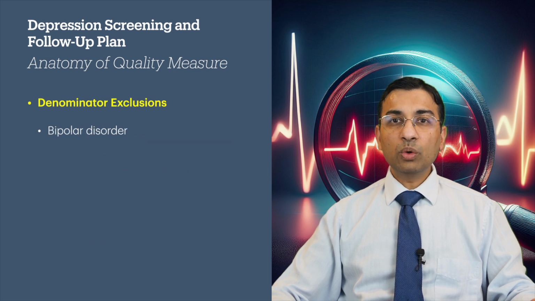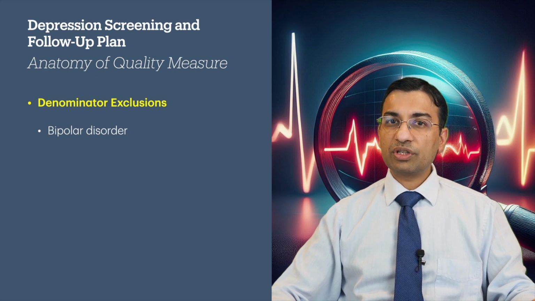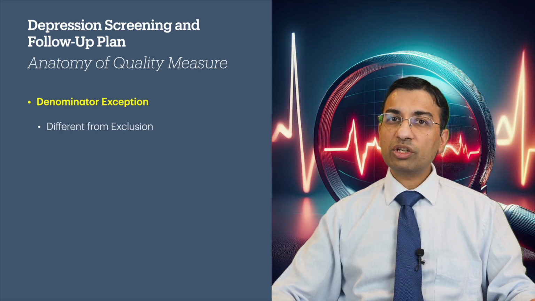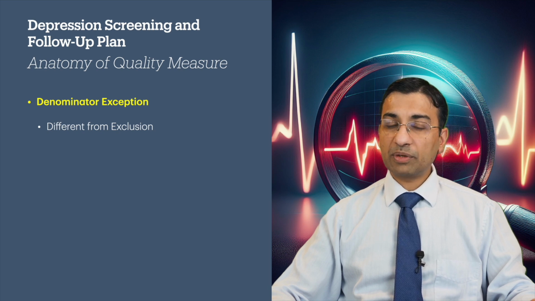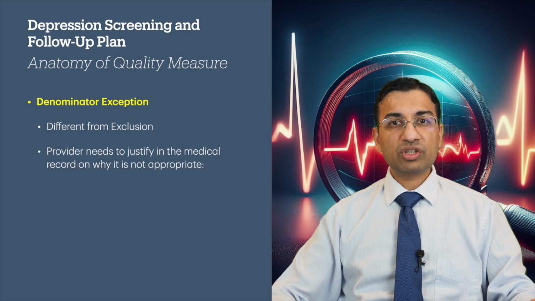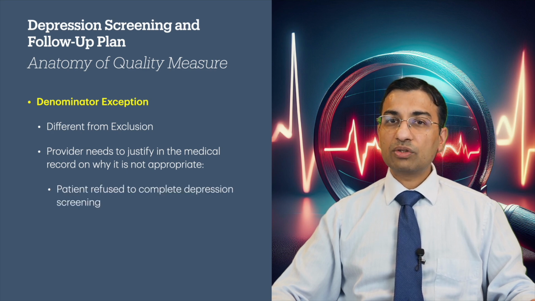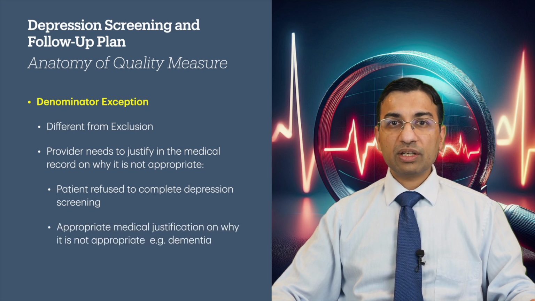If a person has a known diagnosis of bipolar disorder for which the patient was seen by the doctor in the last year, then the person is excluded from the metric. Next is the denominator exception, which is different from an exclusion. In this case, people are removed from the denominator only if the examining doctor justifies that it is not medically appropriate or just doesn't make sense to put the person through medical treatment for depression. So for example, a patient refused to complete depression screening, or there is an appropriate medical reason as to why depression screening was not performed, such as dementia, or an urgent or emergent medical condition where a delay would jeopardize health.